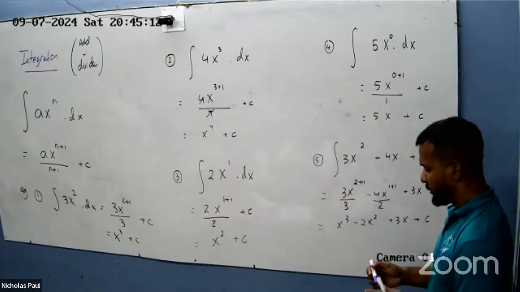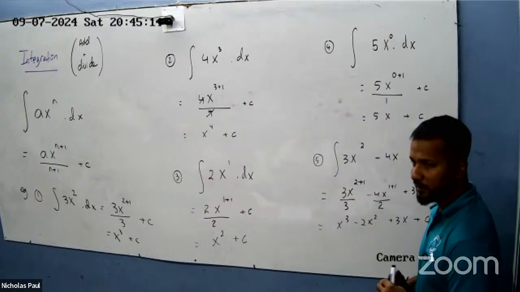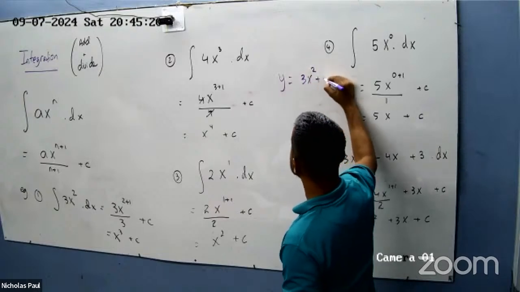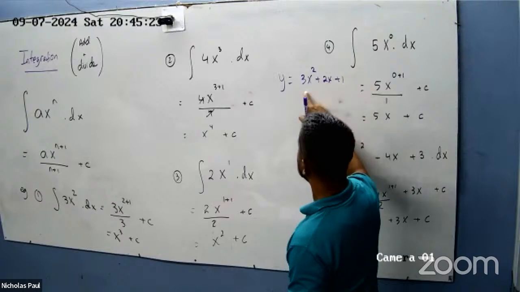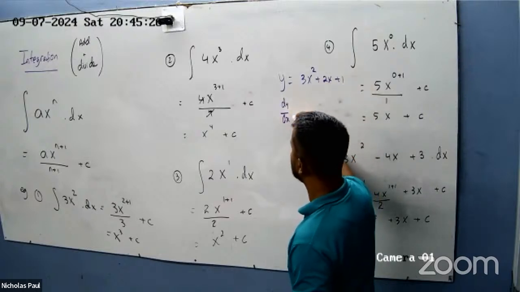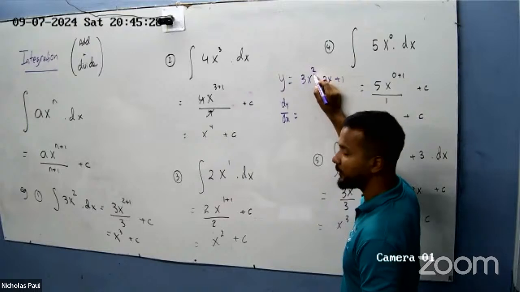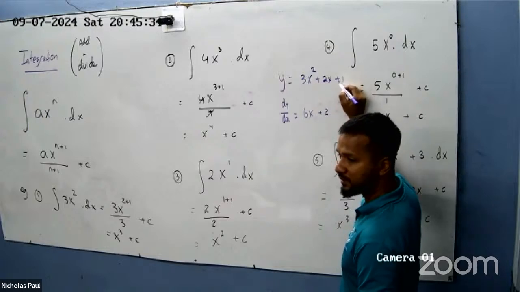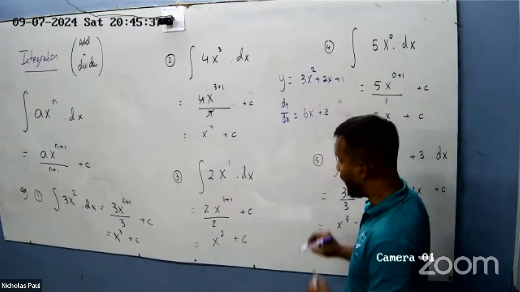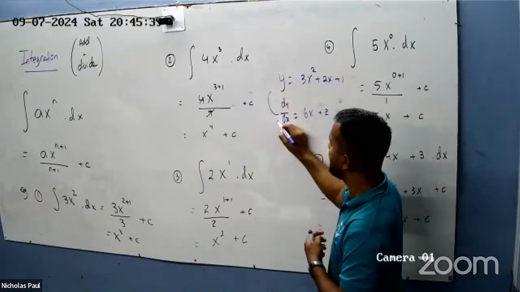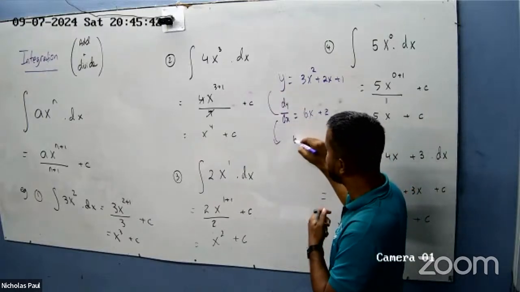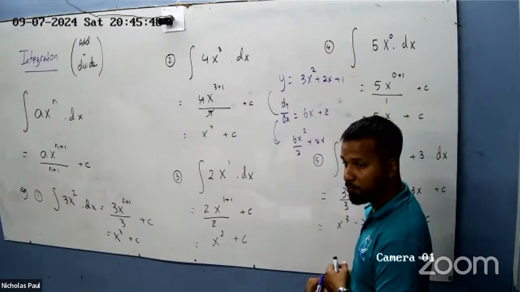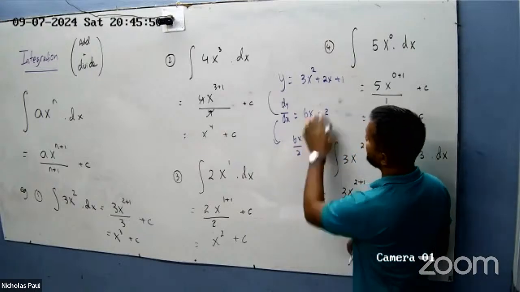Just one thing I want to show you: why we keep writing plus C. For those who remember, can you differentiate this for me, please? The differential of 3x squared plus 2x plus 1 is what? Differential of 2x is 2. Differential of 1 is 0. That's okay? Now, integrate this. You will get 6x squared over 2 plus 2x.